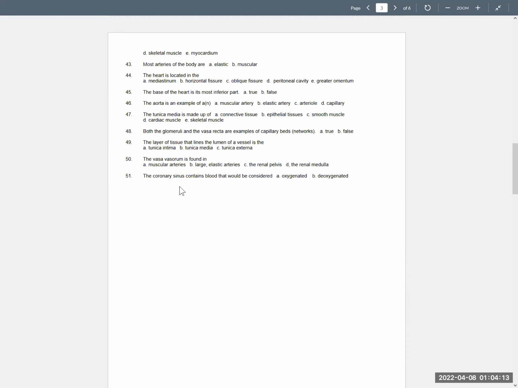Switching to the urinary system. Both the glomeruli and the vasa recta are examples of capillary beds, small vessels where gas exchange can occur. This is a true or false question. True. It's true. Thank you.